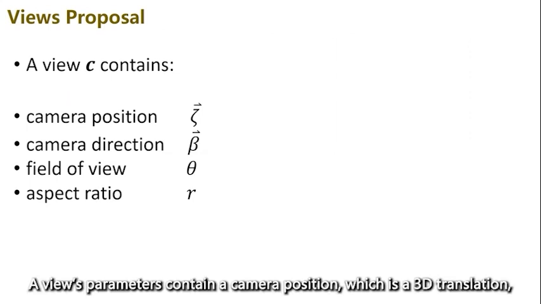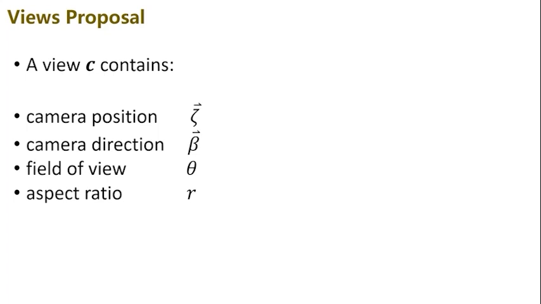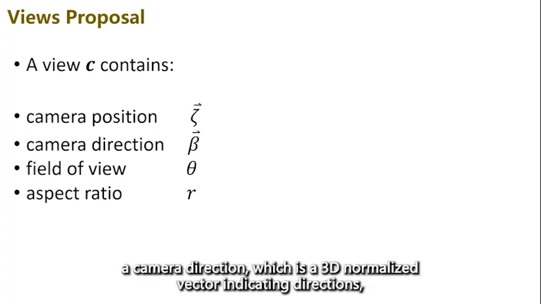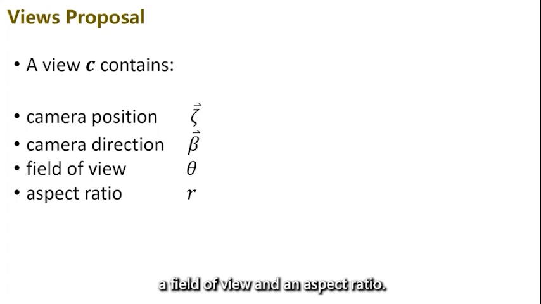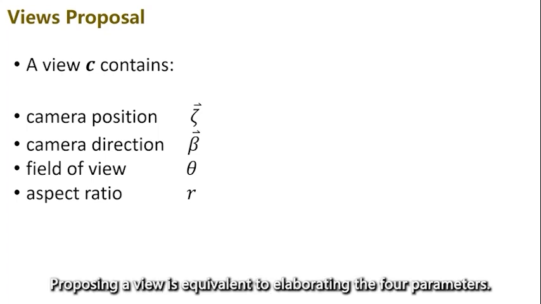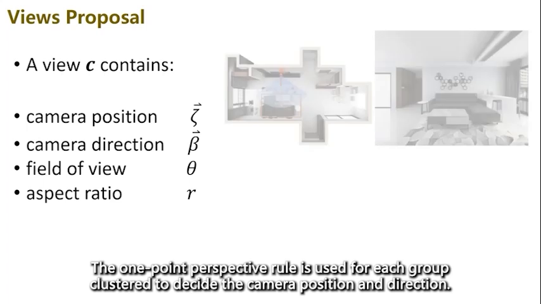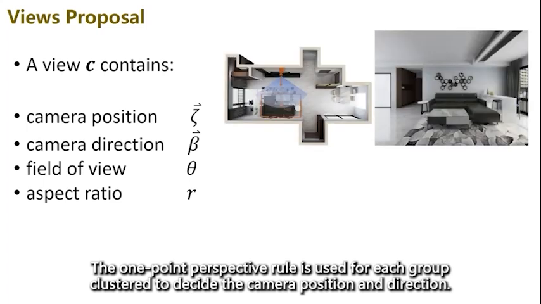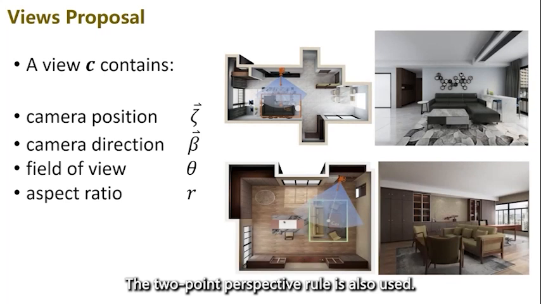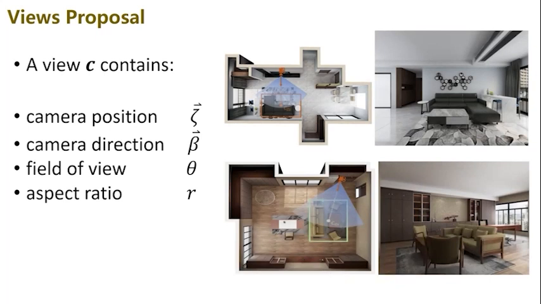This step proposes the initial views. A view's parameters contain a camera position, which is a 3D translation, a camera direction, which is a 3D normalized vector indicating directions, a field of view, and an aspect ratio. Proposing a view is equivalent to elaborating the four parameters. The one-point perspective rule is used for each group clustered to decide the camera position and direction. The two-point perspective rule is also used.